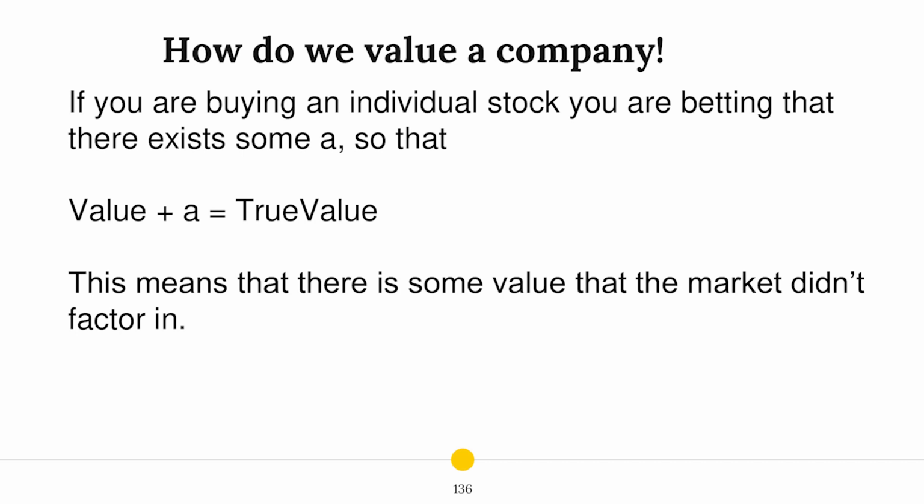I know it's just written A because I couldn't be bothered to find alpha on the keyboard, but the professional term is called alpha. And what you're trying to do when you're buying a stock is to presume that there is some alpha, some value that you see in the stock that's not accounted for in the actual stock. This means that you think that currently buying the stock, it's undervalued, right?